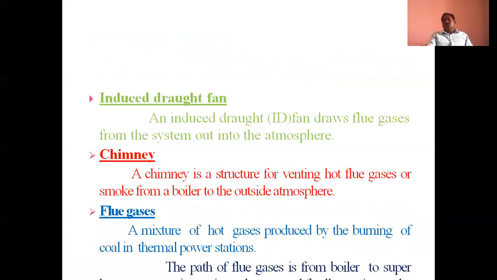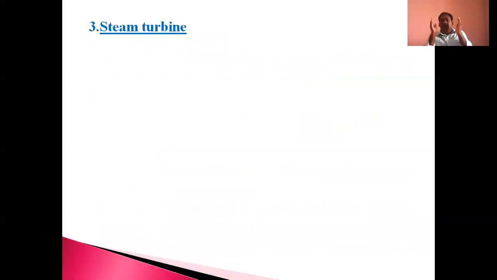And this is the steam generating plant. In the steam generating plant, the main equipment is the boiler, then superheater, economizer, air preheater, ID fan, and FD fan. ID fan is induced draft fan, FD fan is forced draft fan. Finally, the chimney. And the third system is the steam turbine, which is very much essential.